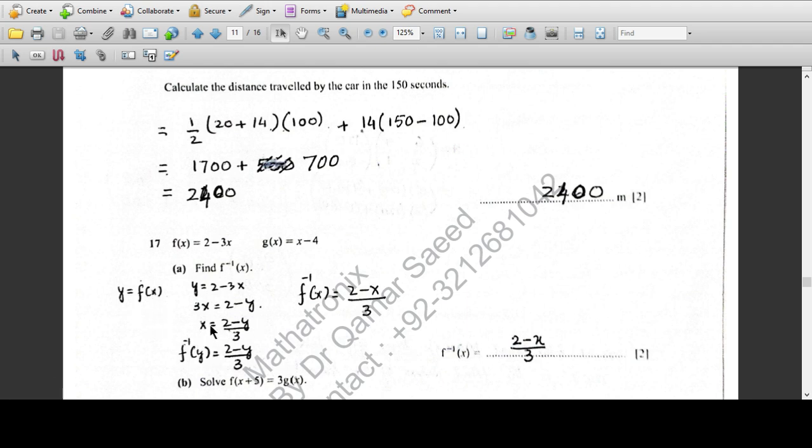Usually students solve this: x is equal to (2 minus y) upon 3, which is f inverse of x. So f inverse x is equal to (2 minus x) upon 3. This is question number 17, part A.